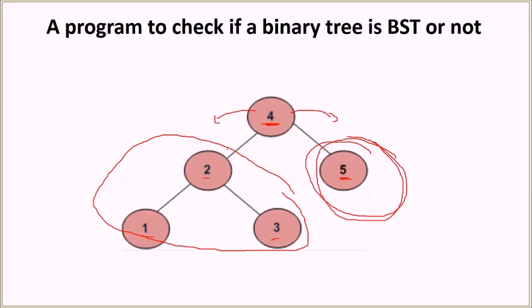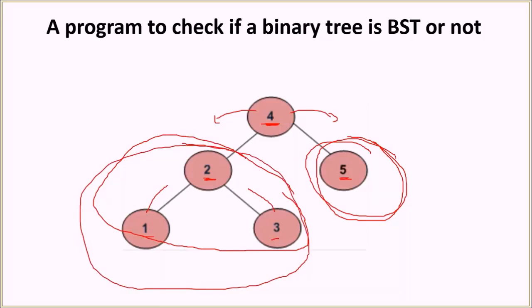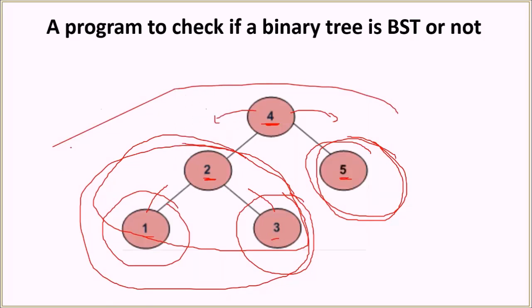But for the left subtree, again we need to check that 2 is the current node, so 1 is less than 2 and 3 is greater than 2. So this also satisfies the conditions of the binary search tree, and then we have the leaf nodes here. These also are binary search trees in themselves. So this whole tree satisfies the condition to be a binary search tree.